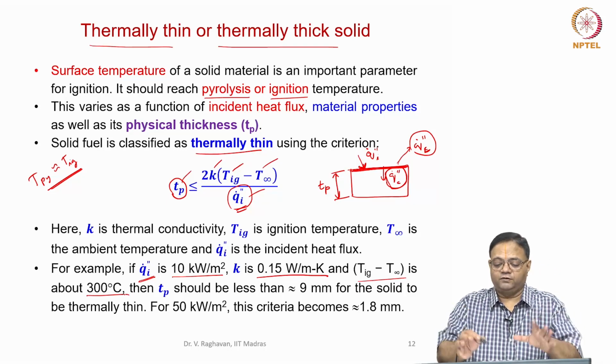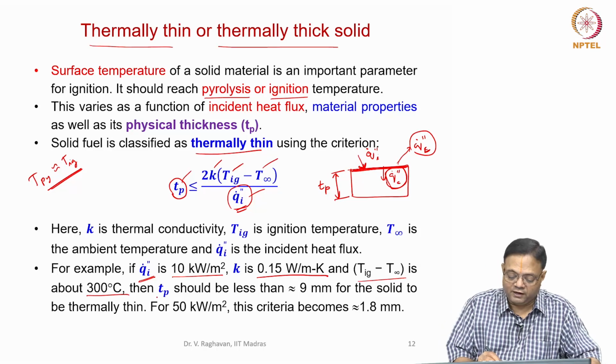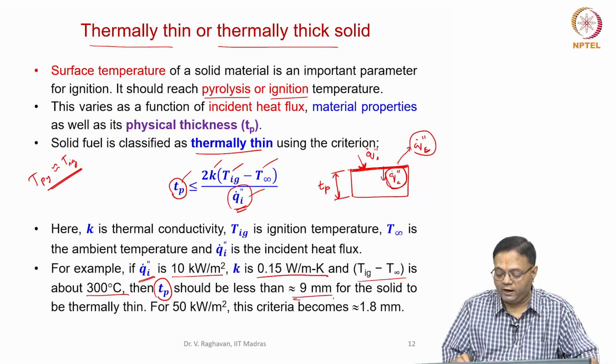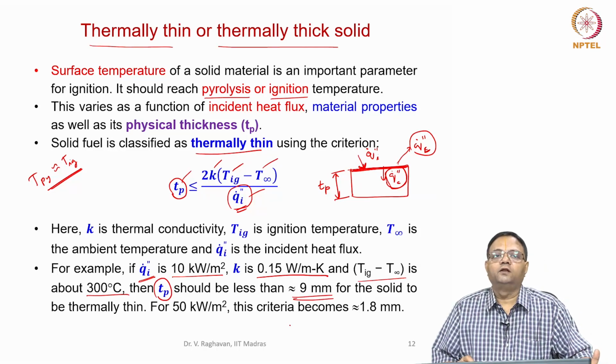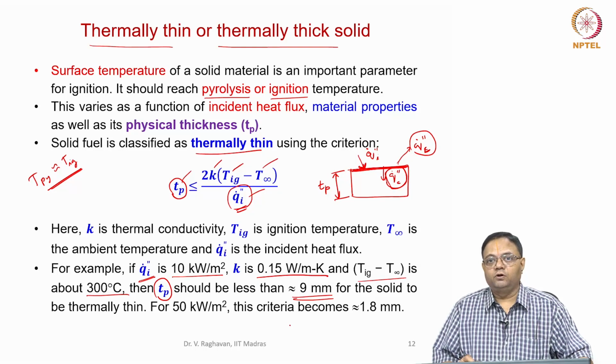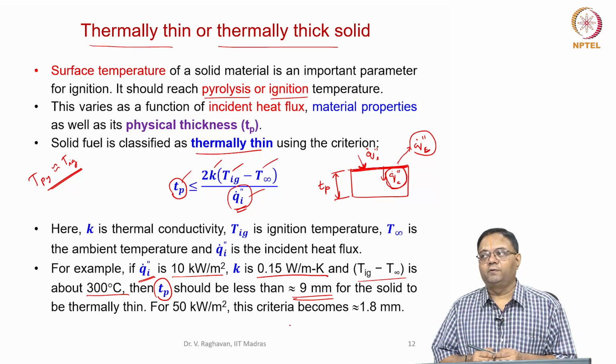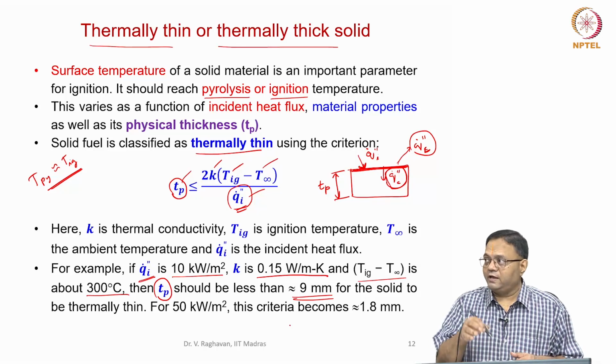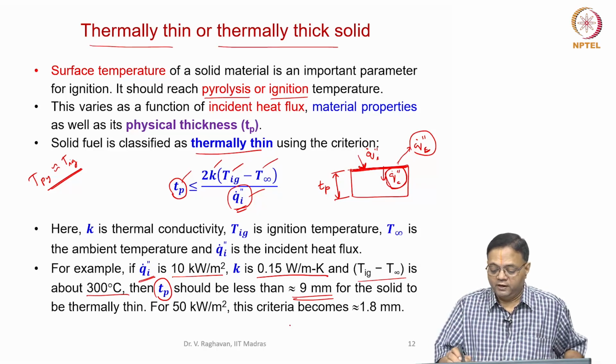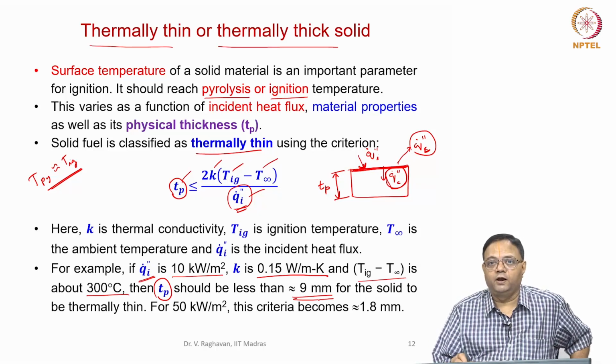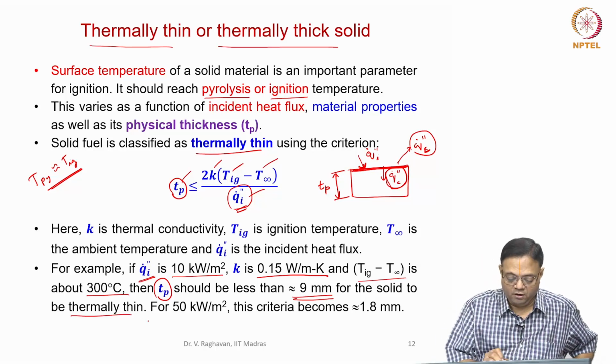Now, in this context, if you apply this, the physical thickness, if it is around 9 mm, then the solid is classified as thermally thin. So, as I told you, 9 mm is not very thin geometrically, but in this case of low heat flux, even a 9 mm thick solid can be classified as thermally thin.